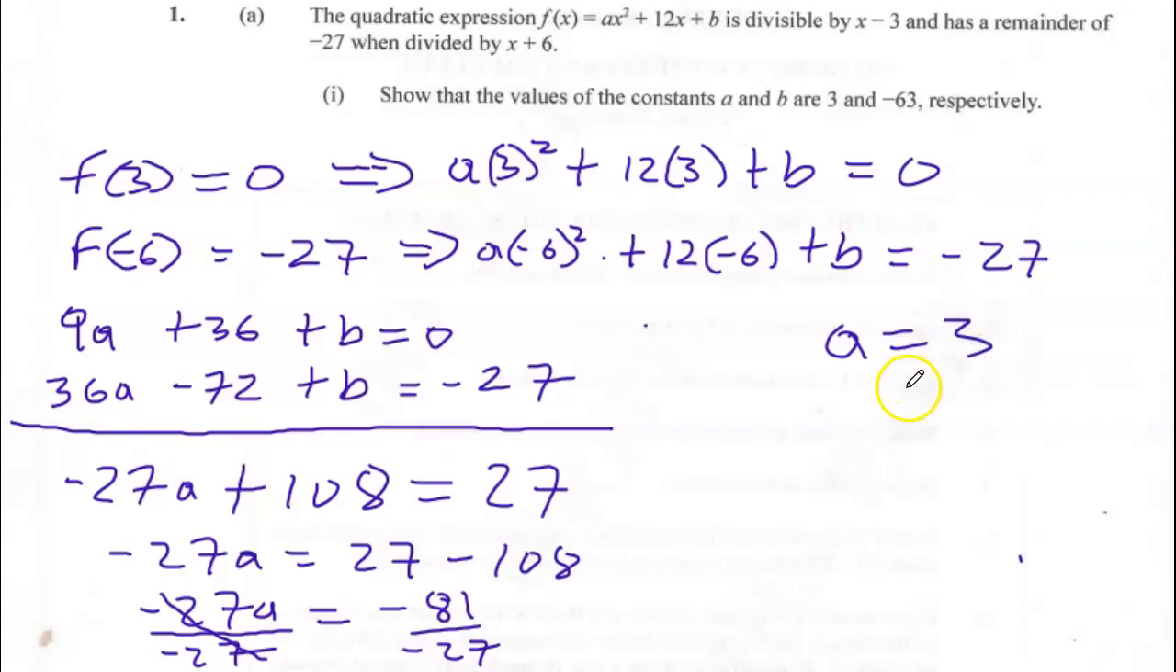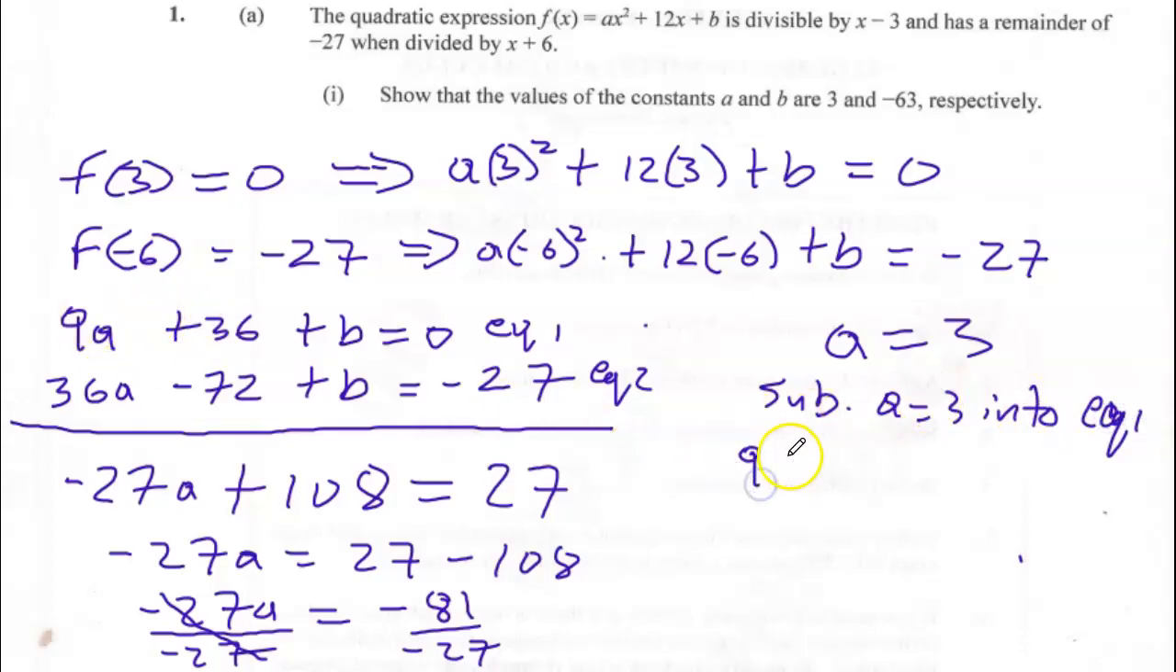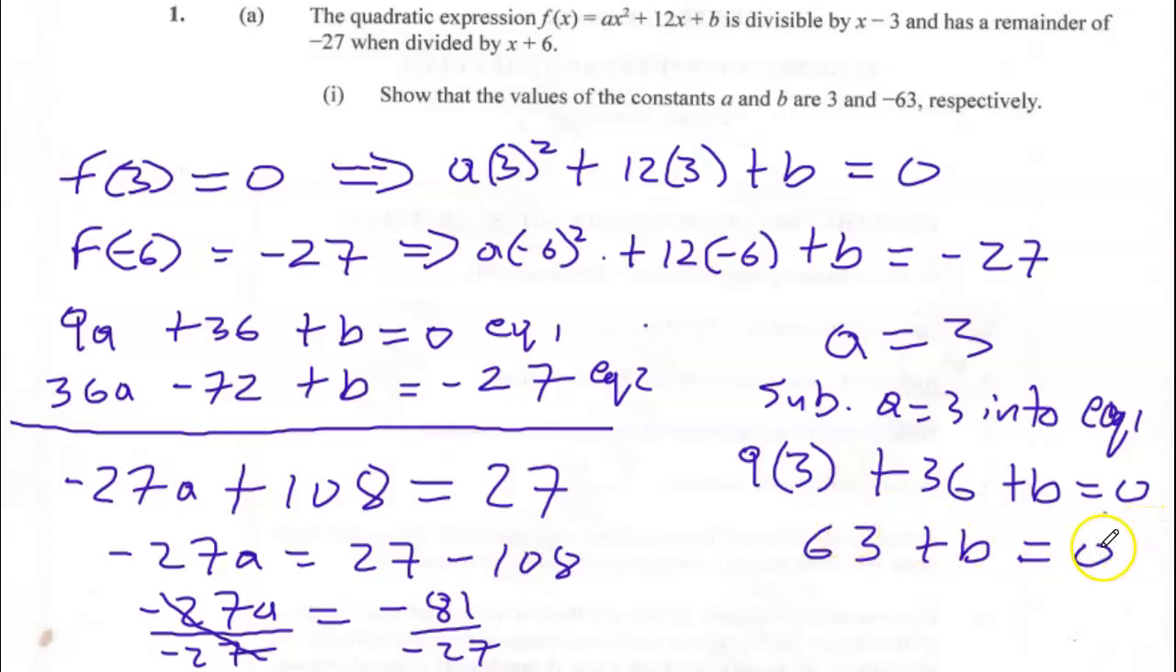Now this value for a, we can substitute into any one of the equations. Let's use the first equation, which is 9a plus 36 plus b. So substitute a equals 3 into equation 1. We get 9 times 3, plus 36, plus b equal to 0. We solve this equation. 9 times 3 is 27, 27 plus 36, that's 63. So 63 plus b equals 0, so b is minus 63, right? So a is 3 and b is minus 63, so problem solved.